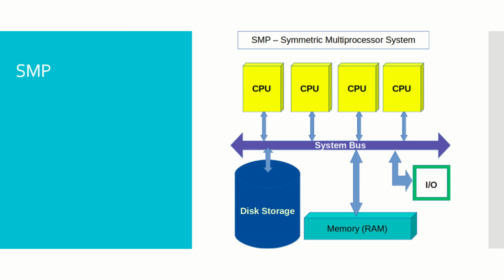Hello, today we are going to talk about the concept of symmetric parallelism or symmetric multiprocessor system, in short SMP. In a symmetric multiprocessor system, we have one operating system and multiple CPUs are used to run different processes simultaneously. Yet all the CPUs share a common memory, disk space and I/O device.